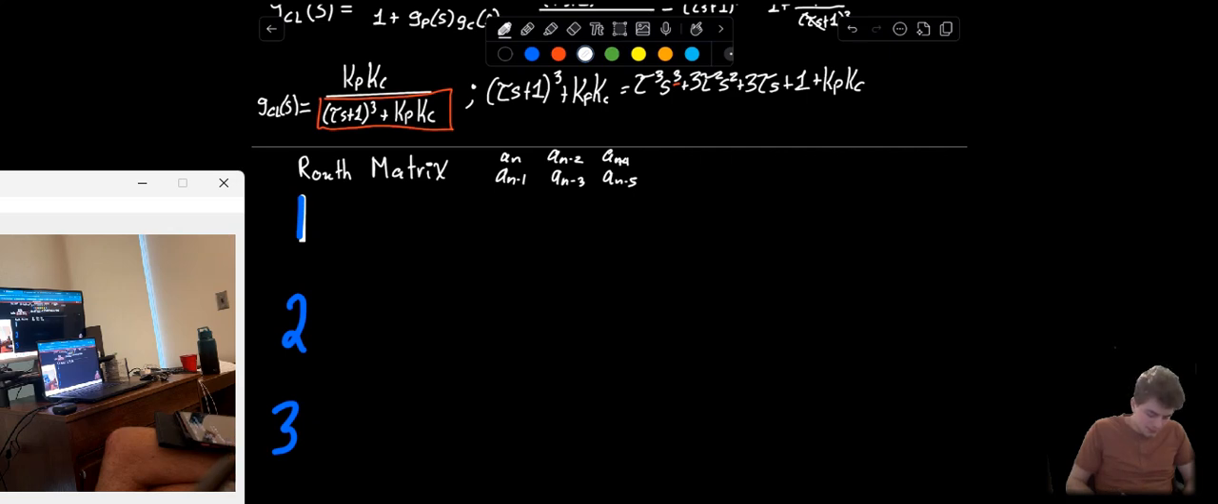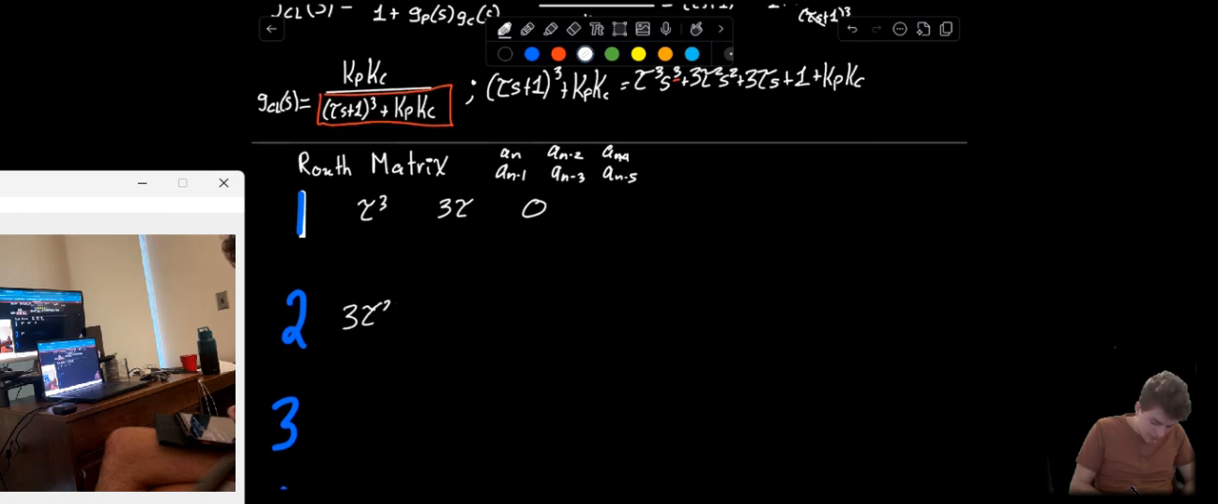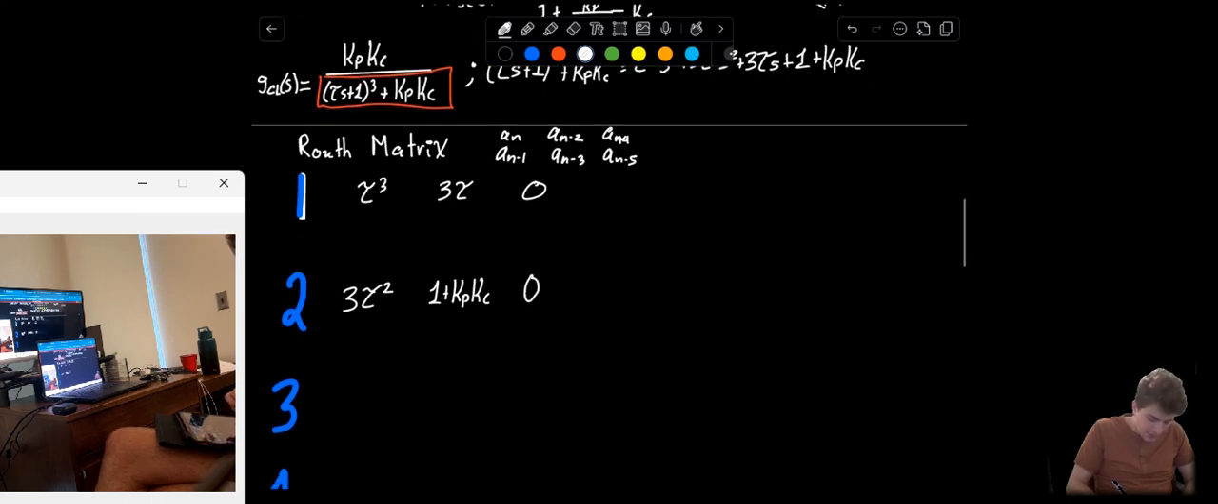So a_n, in this case, is going to be tau cubed. a_n-2 is going to be 3 tau, and then a_n-4 is going to be 0. Next, we go a_n-1, that's 3 tau squared. a_n-3 is going to be 1 plus kp kc, and a_n-5 is going to be 0 again.